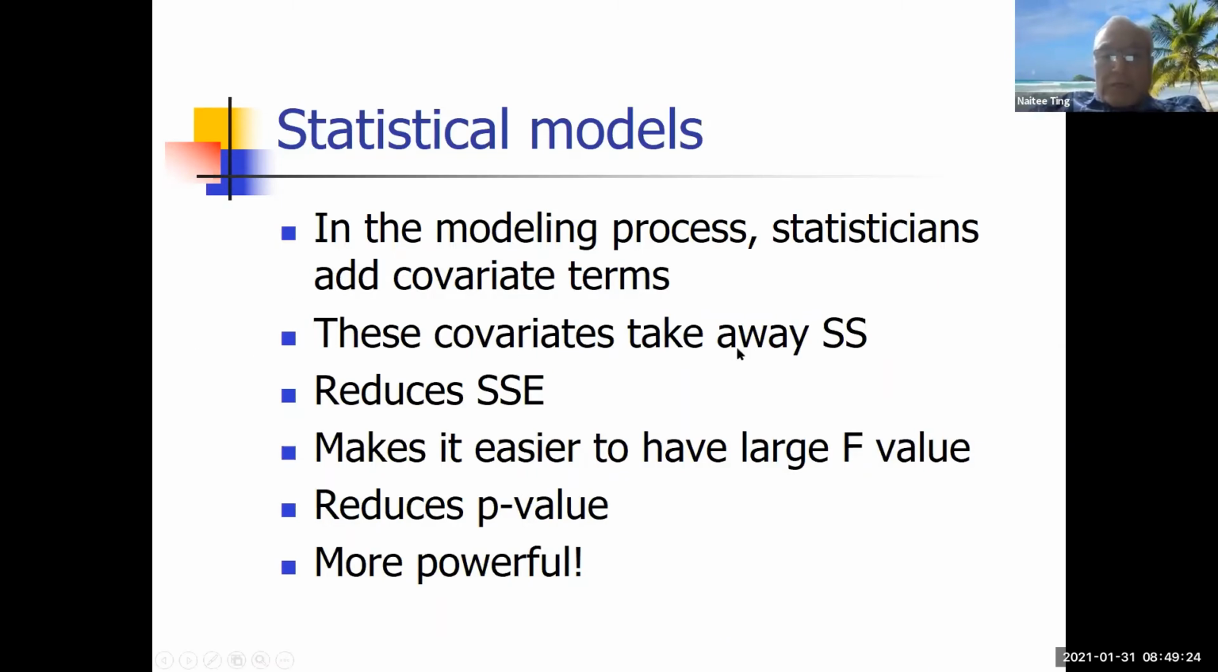And because these covariates take away sum of squares, that reduces the sum of squares error, which makes it easier to have a large F value. It reduces the p-value, and you make the model more powerful. All right.